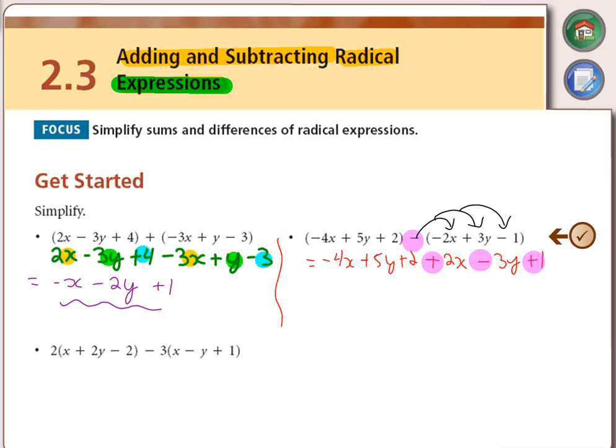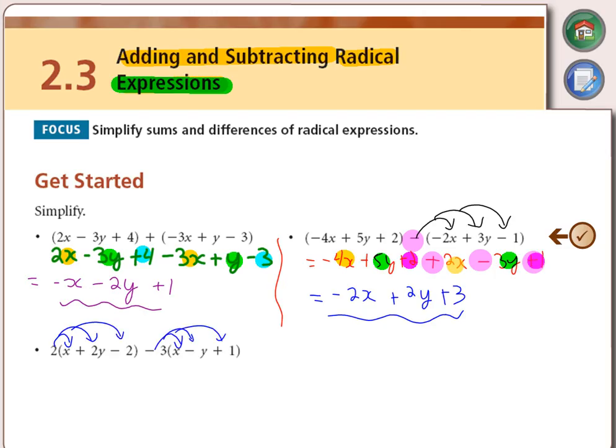Collect our like terms again, just like we did. X's go together, y's go together, constants go together. We now come up with negative 2x plus 2y plus 3. Done. Just like the last one, we got to distribute in first. We're going to distribute the 2 into these and distribute that negative 3 into those. So we get 2x plus 4y minus 4 minus 3x plus 3y minus 3.